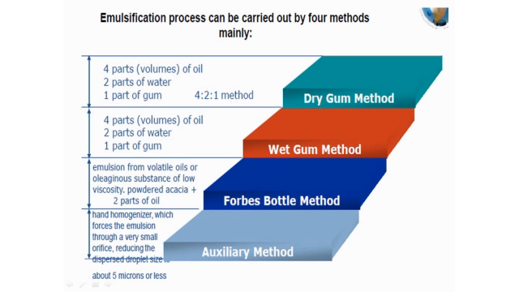In the dry gum method, we add 4 parts of the oil, 2 parts of the water, and 1 part of gum. This ratio is known as the 4:2:1 method. Similarly, for the wet gum method we also have the 4:2:1 ratio. In the Forbes bottle method, which we have already discussed, we add the ingredients sequentially in the bottle and afterwards shake it. And finally we have the auxiliary method, in which we use different types of equipment, including a hand homogenizer.